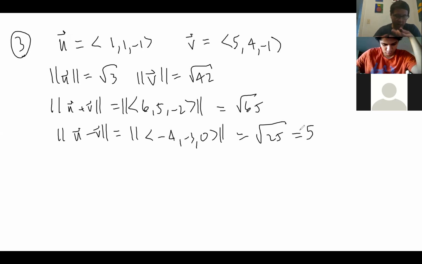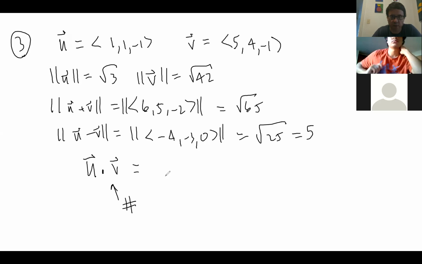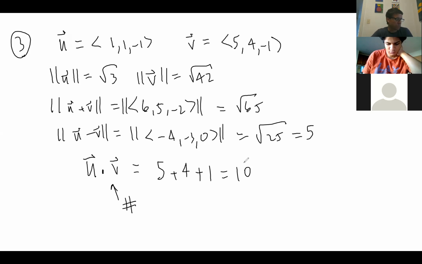And then the last part you got hammered on: if you wrote U dot V is a vector, that's absolutely a huge misunderstanding. The dot product gives you a number. The cross product gives you a vector. So please figure that out for the final. So you multiply the components. That'll be 1 times 5, 1 times 4, -1 times -1, and so the answer is 10. So that was it. That's for part A.